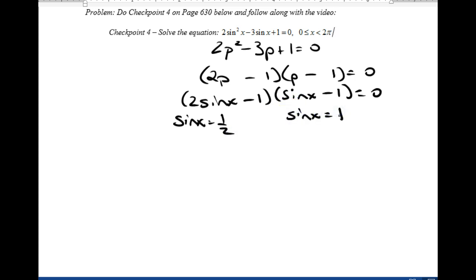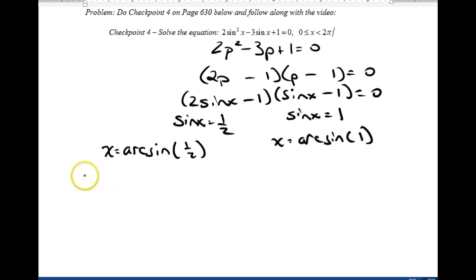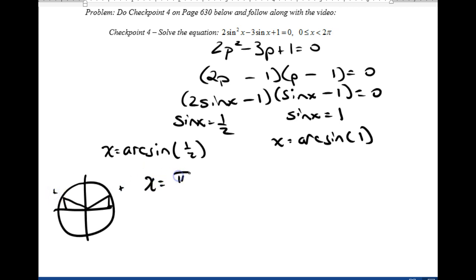And now I've just got two basic arcsine equations to solve. X is going to be the arcsine of 1/2. X is the arcsine of 1. When does sine equal 1/2? Well, I look at my unit circle and think about 1/2. In the first and second quadrant where sine is positive, that's going to be x equals pi over 6 plus 2 pi n, and x equals 5 pi over 6 plus 2 pi n.